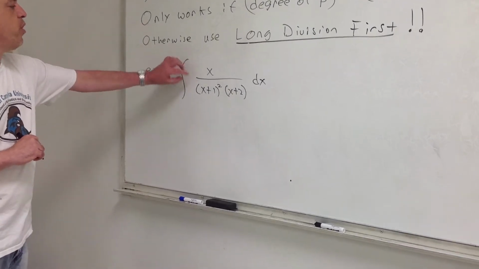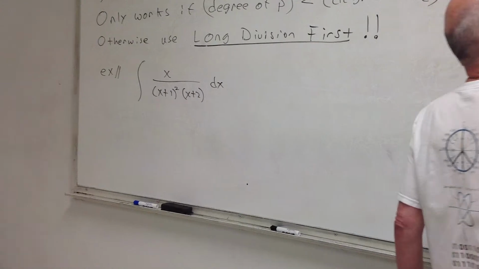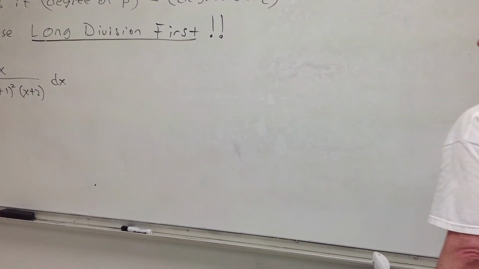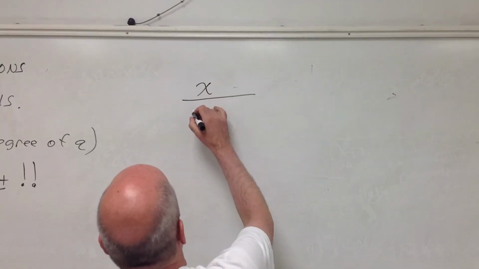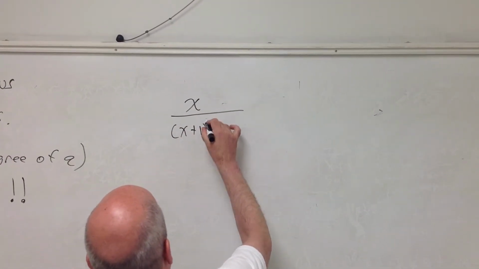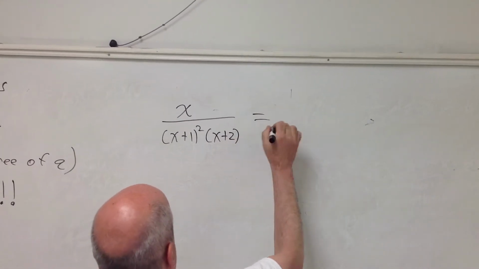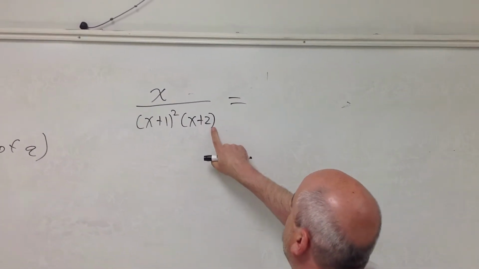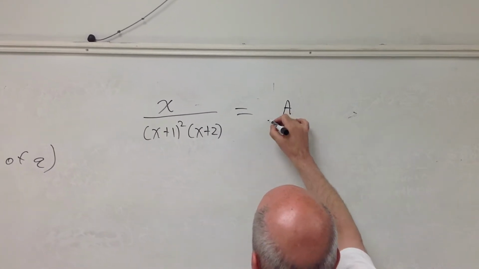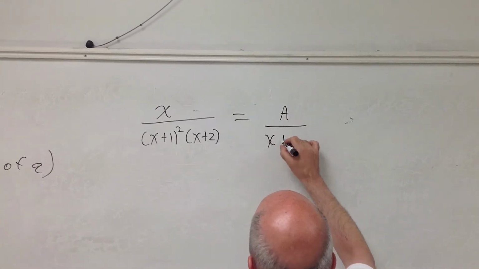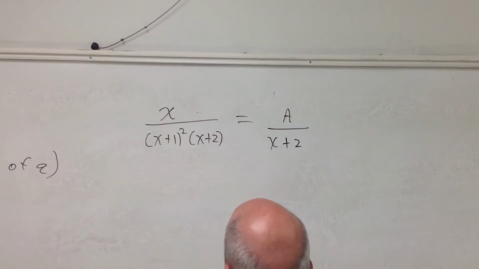So now I'd like to rewrite this as a sum of fractions, just using the factors in the denominator. So this is the actual partial fraction decomposition. Now this distinct linear factor, we're going to treat the same way we did in the last problem. That's going to give me a constant over x plus 2 in my decomposition. Now, this guy is squared.